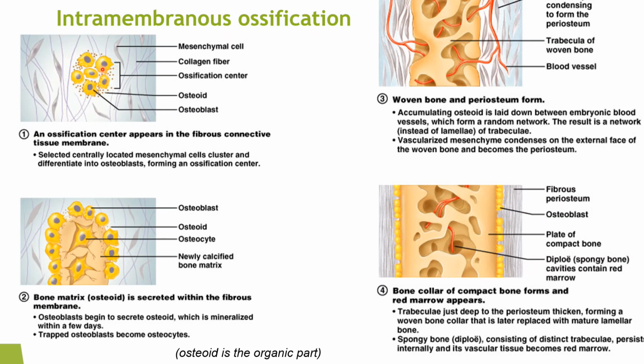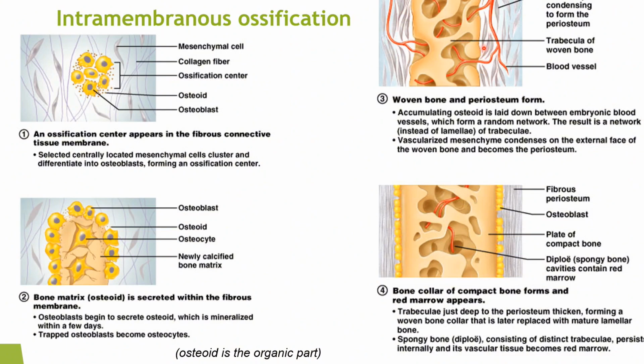First they become osteoblasts. After their formation, the osteoblasts start secreting the osteoid, and this osteoid will be mineralized within a few days. After the mineralization of the osteoid, the osteoblasts which are present in the center are entrapped and form the osteocytes. The third step is that blood vessels invade the central area, and the bone which is forming will form irregular bony plates or trabeculated bone.